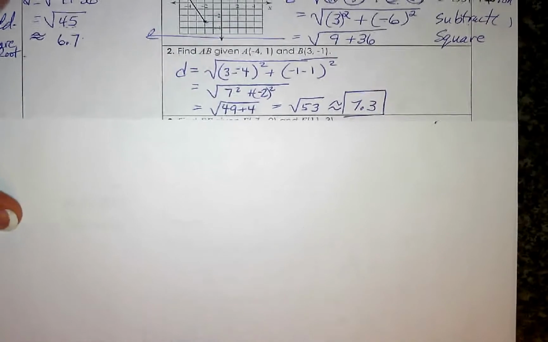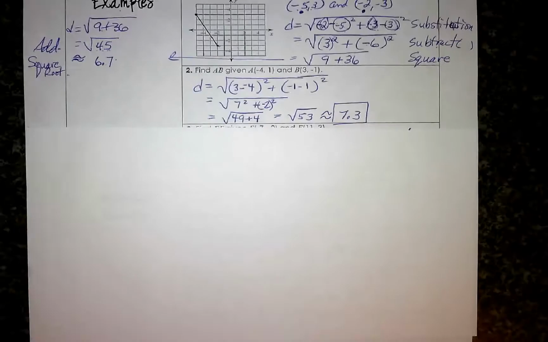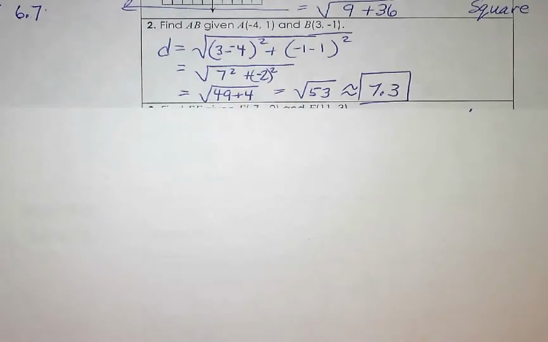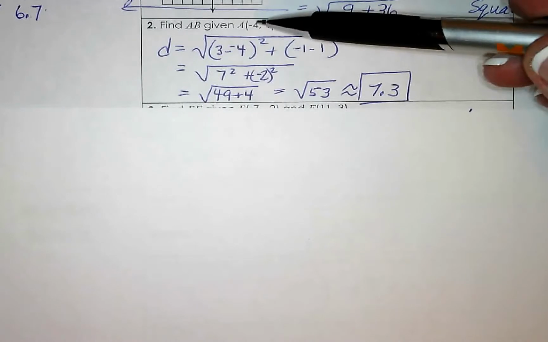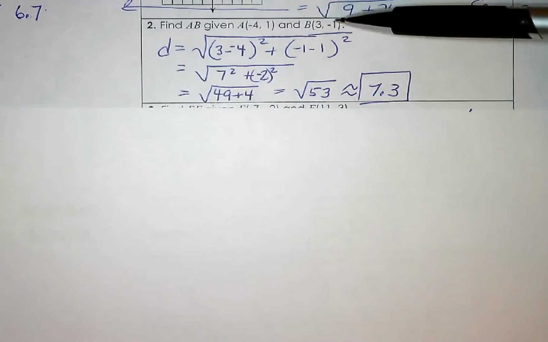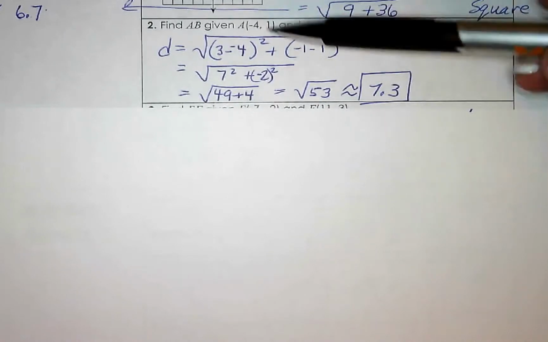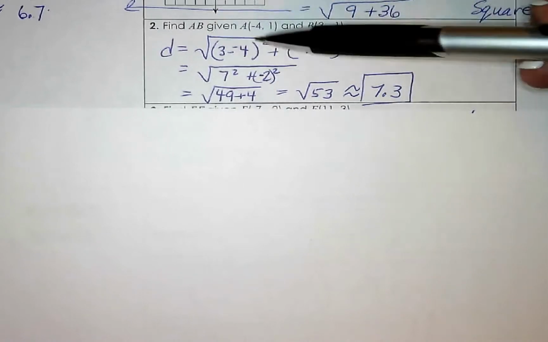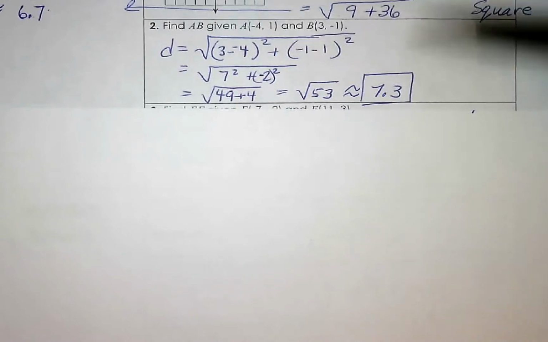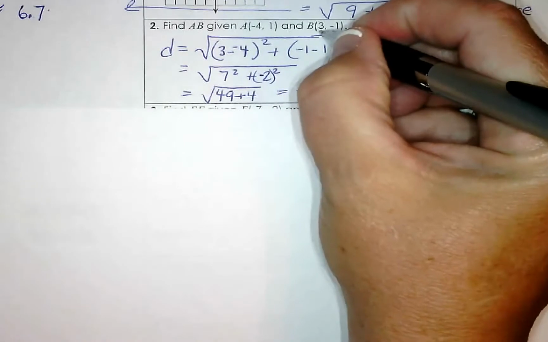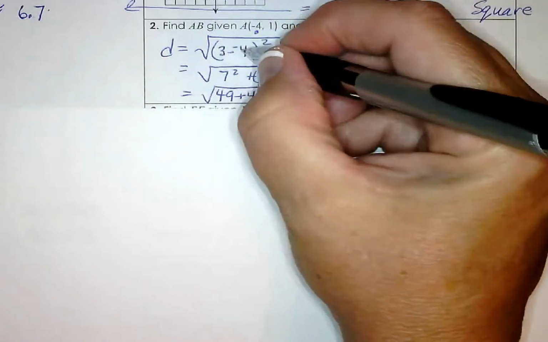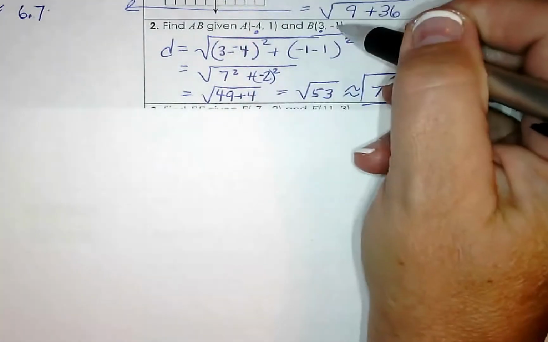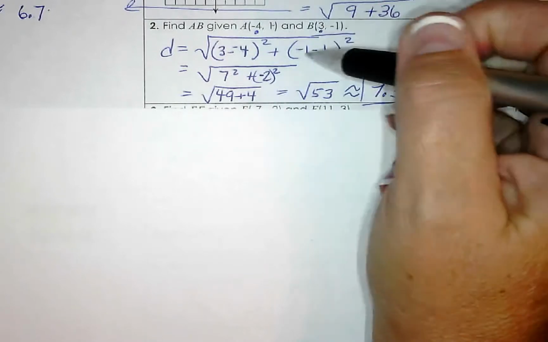All right, so here is number 2. Just show it all there for you. They give you the 2 points at -4, 1, and 3, -1. I've written out my formula. I put in the standard stuff, and then I substituted in place of x, I had a 3 and a -4 right here. In place of y, I had a -1 and a 1, so that goes here.